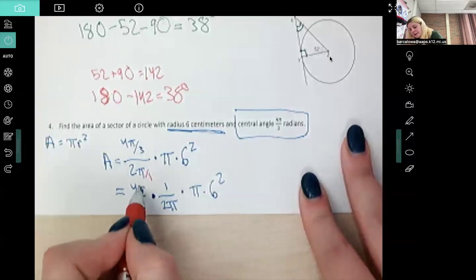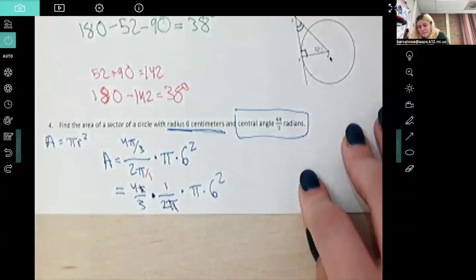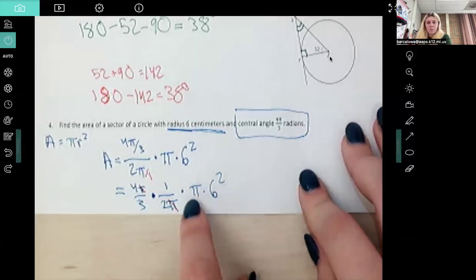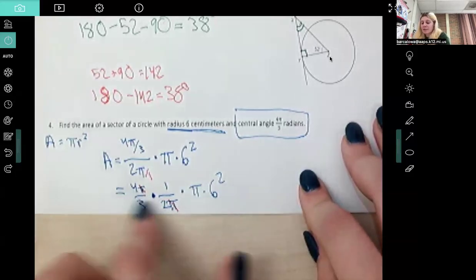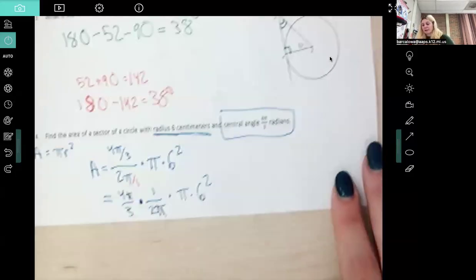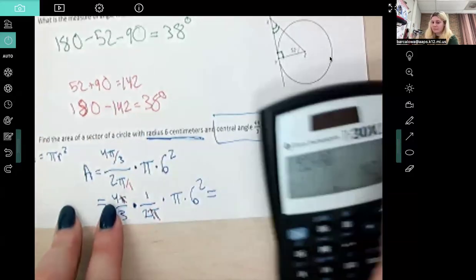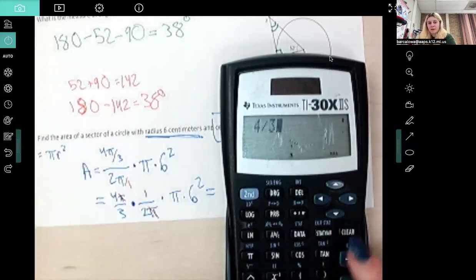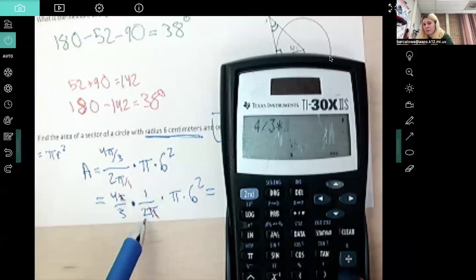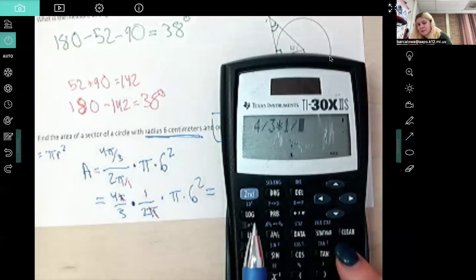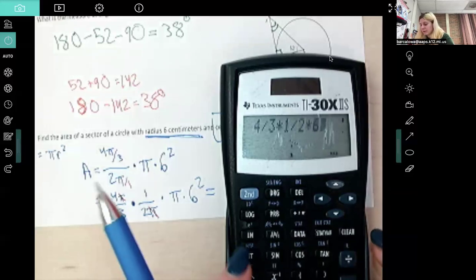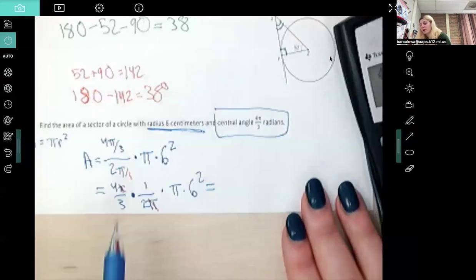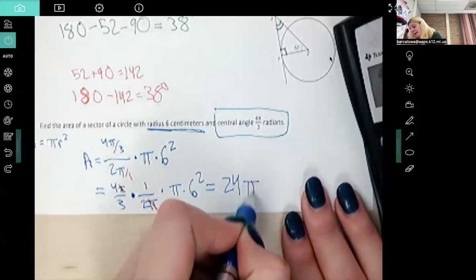Hey, I see pi divided by pi. Then we're going to multiply all the numbers together without pi. I want to leave my answer in terms of pi, so type in all your numbers, and we'll just put pi right back on at the end. Let me show you what I'm typing in my calculator. 4 divided by 3 times 1 divided by 2 times 6 squared. 24. So all those numbers became 24, and pi is still hanging out.